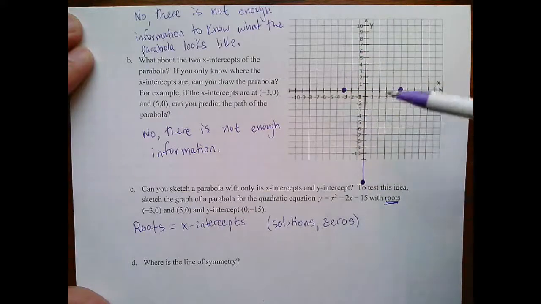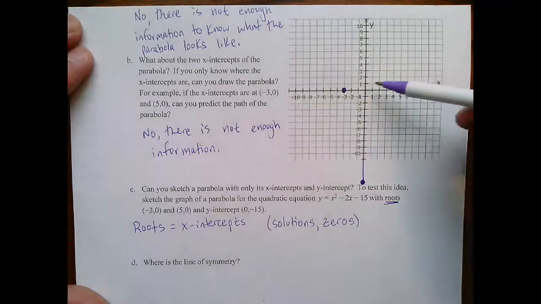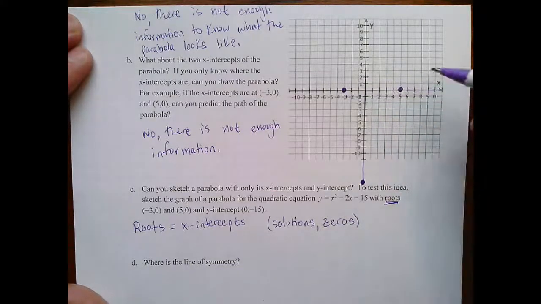Another thing that kind of helps out is the fact that you can use a vertex. We know a vertex has to be halfway between x-intercepts. We learned that in the last video when we were doing the balloon toss. We knew from where the person tossed it to where it landed, the highest point had to be halfway in between. So what if I was going from -3 to +5?